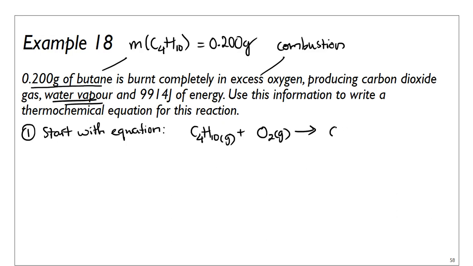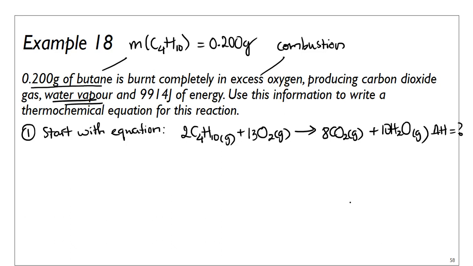Producing carbon dioxide, so CO2, and water vapor, so H2O gas. Okay, we're going to balance this, so I think I'm going to need to put a 2 here, and an 8 here, and a 10 here. So we have 13. This is not yet a thermochemical equation.